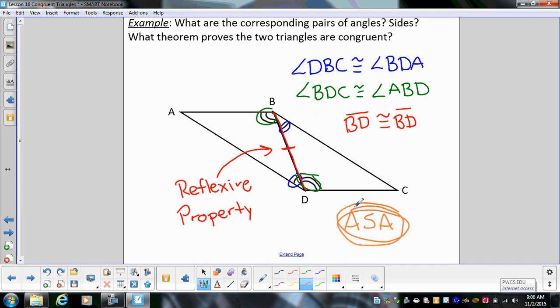So there's a lot of information in this problem. Please write down any questions you might have, anywhere you might have gotten stuck, and make sure to ask that in class. Whether it's naming the angles, or the reflexive property, or why is it angle, side, angle, and not angle, angle, side, make sure you ask that question.